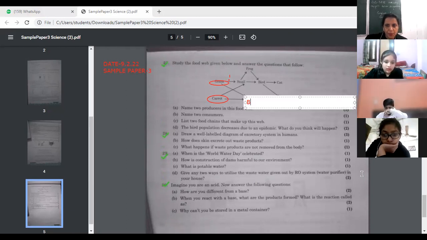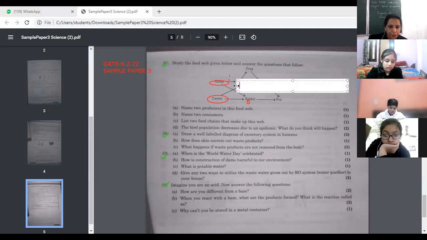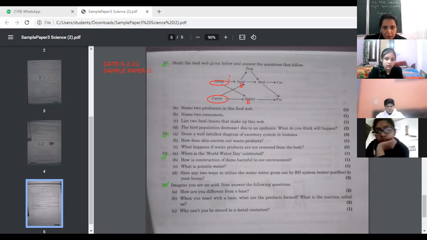This is the answer of B part. Rabbit and snail. Snail also. Okay. Afterwards, list two food chains that make up the web. Any two food chains, we need to take from here. So the first food chain can be, see, carrot, rabbit, fox.